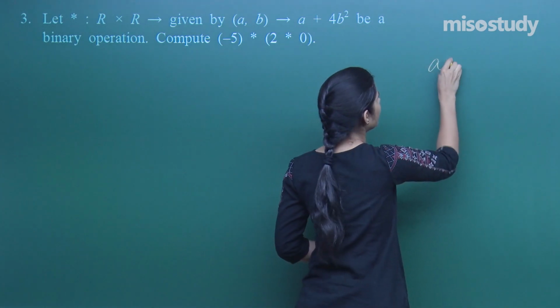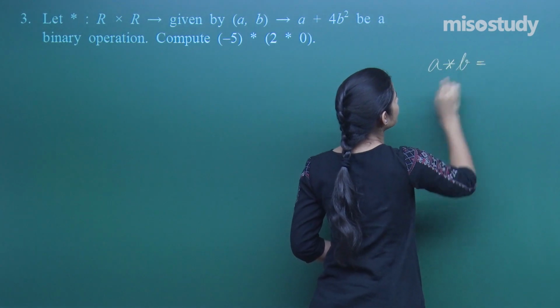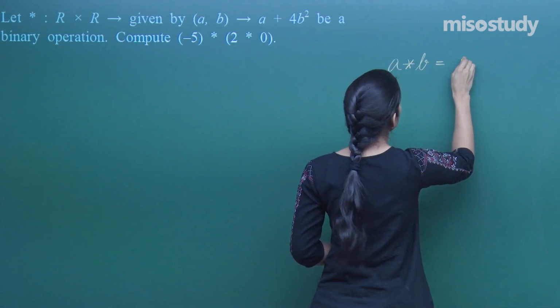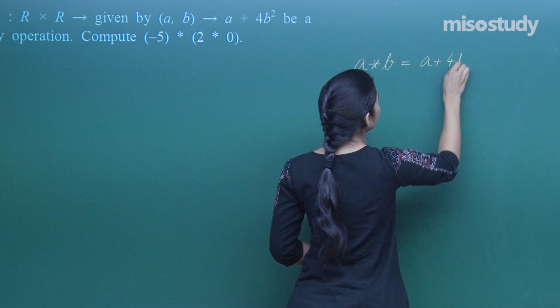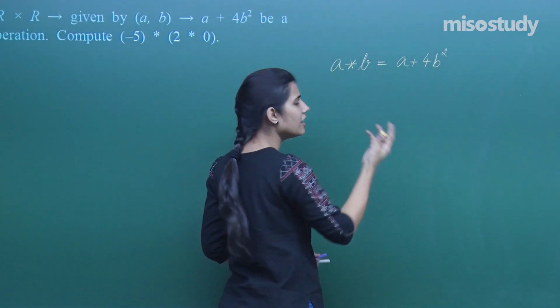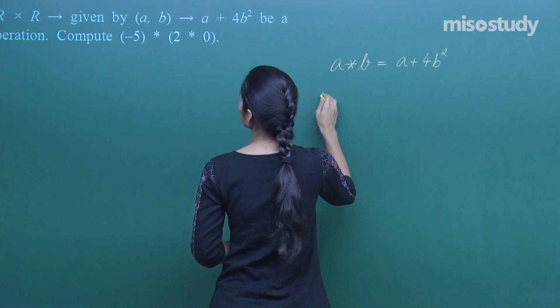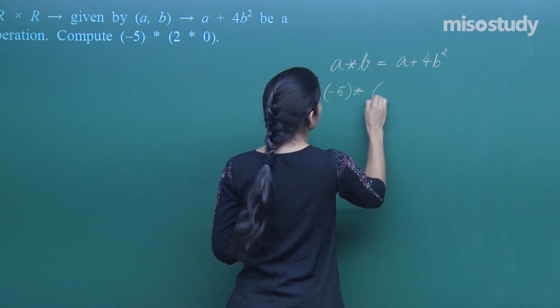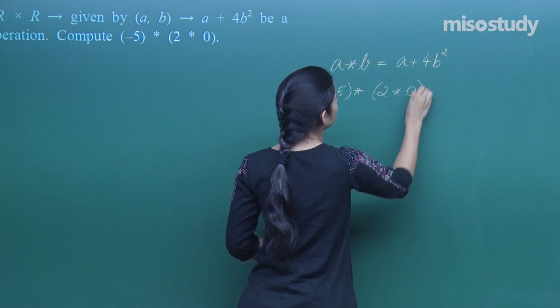They are basically saying that A when operated with B under the operation star actually gives you one single element like this by combining A and B in this fashion. Is it understood? A and B are real numbers. I am being asked to compute minus 5 star 2 star 0.